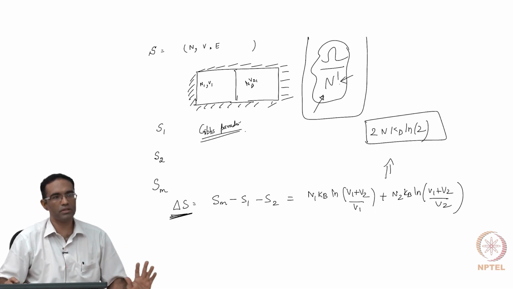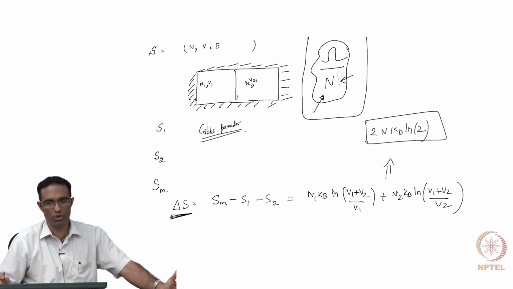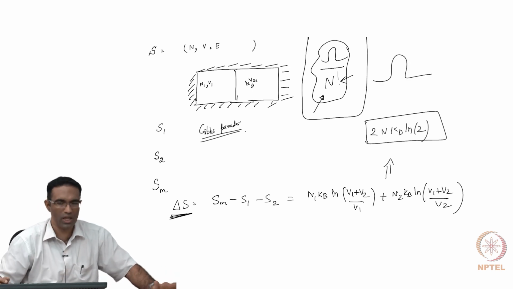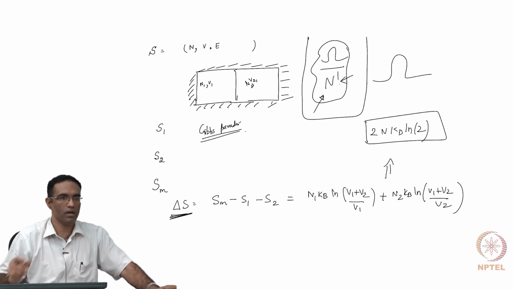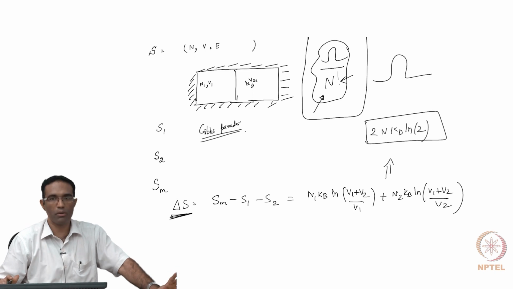So the whole idea of this very brief introduction to quantum statistical mechanics was to show that once you know omega, you know almost everything about the system, if you are able to write down omega properly.